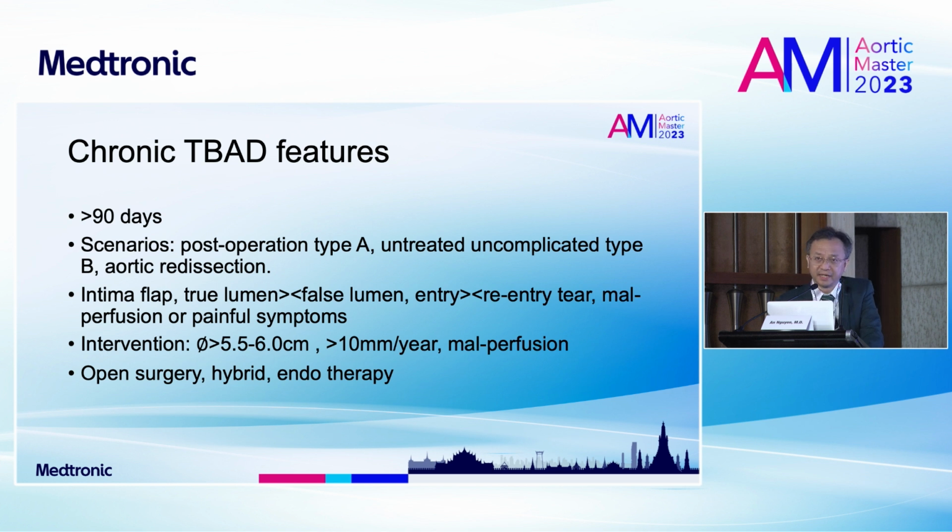Because the dissection is long-standing, the intimal flap is quite different from the acute. It is usually stiffer, and that is a problem for the treatment. Another aspect is the true lumen and the false lumen, as well as the entry and re-entry tears. The duration, the ratio between the true and false lumen, and the diameter of the entry and re-entry will decide the hemodynamics of the aorta, so we have to pay attention when we treat chronic dissection.